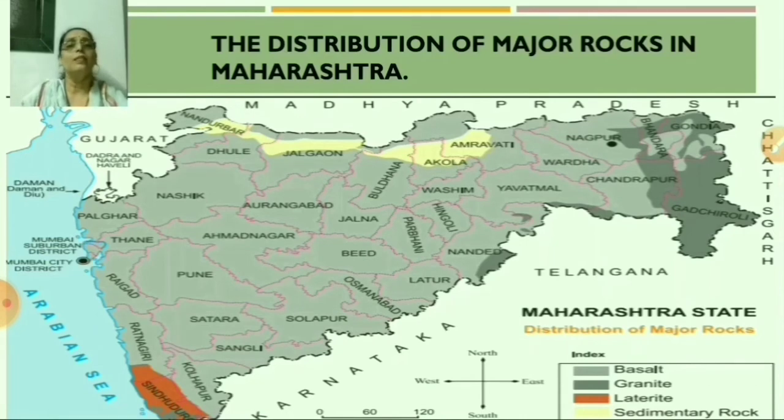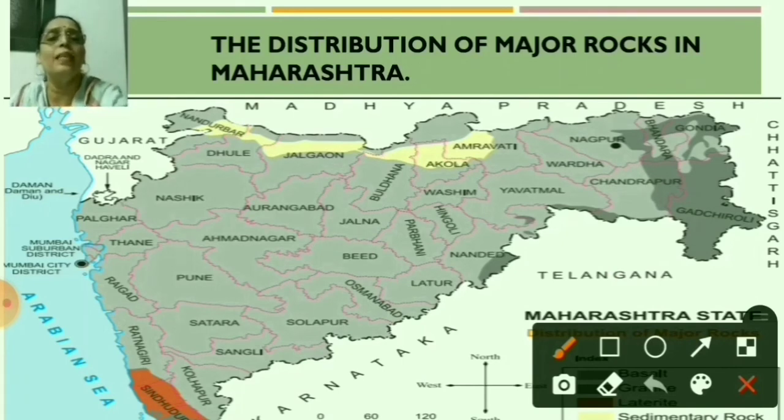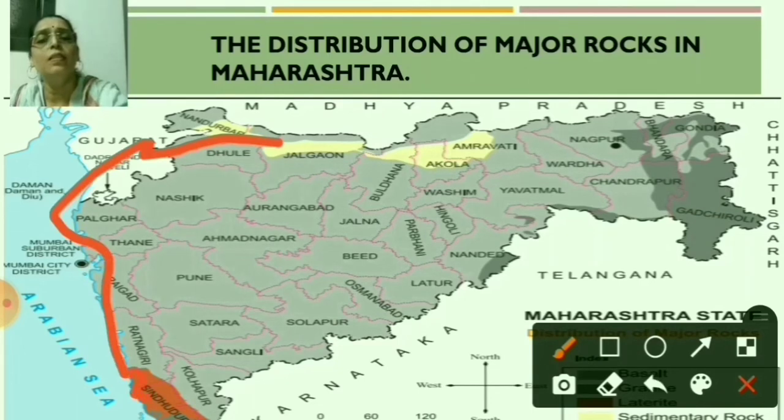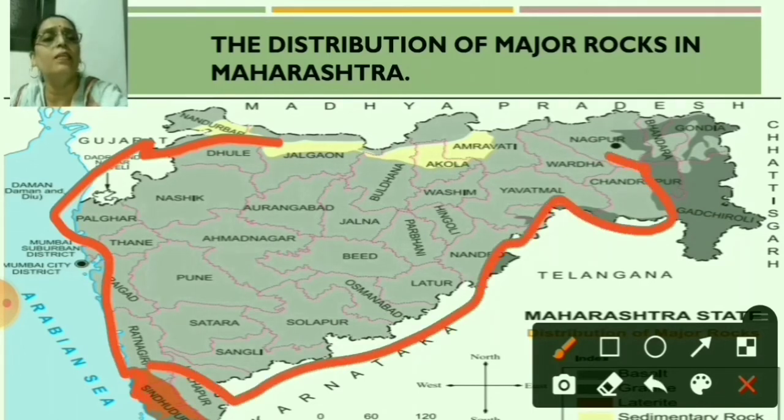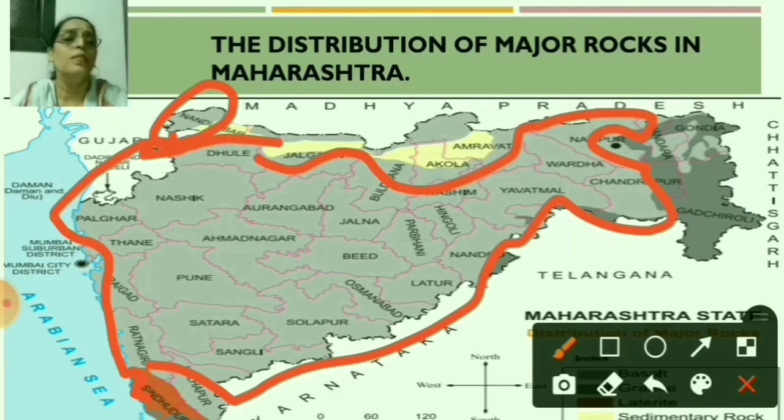Now this is the distribution of major rocks in Maharashtra. So students, see Maharashtra state distribution of major rock. See the index of the map. You can see light grey color is basalt, dark grey color is granite, red color is laterite and yellow color is sedimentary rock. So students, in the map you can see the light grey color. What is this? Basalt. Even here to the Nandurbar, you can see light grey color. This is what? Basalt.